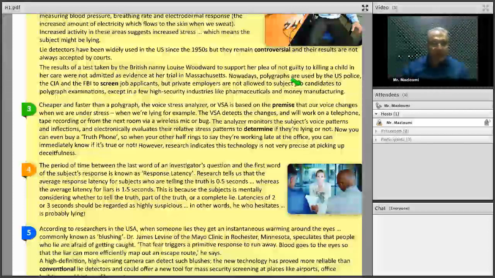They can use it in high security industries. High security means very important industries like pharmaceuticals. Pharmaceuticals are industries that produce drugs and medicines, and money manufacturing, making money, industries related to making money. So, generally speaking, private employers cannot subject job seekers to polygraph examinations.